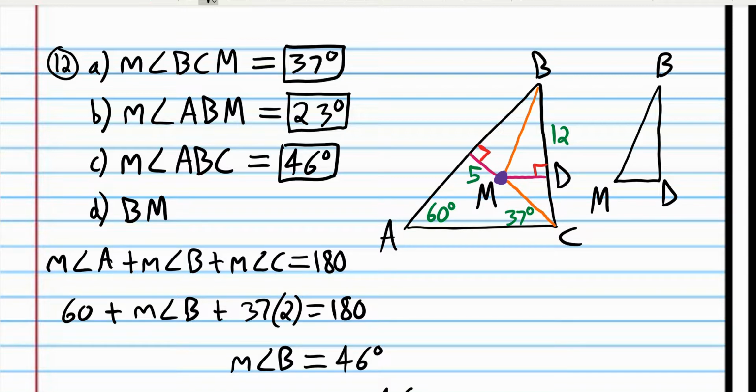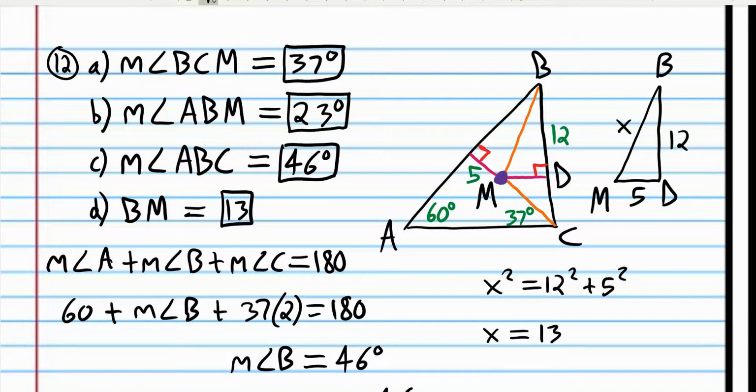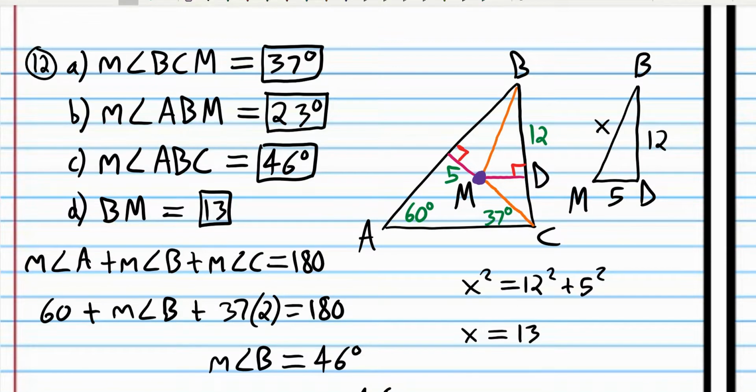So we know that this side is 5. We know this side is 12, and we'll call this side x, because we're looking for BM. So we can use the Pythagorean theorem. X squared equals 12 squared plus 5 squared, and do all the math on that. And we end up with x is equal to 13. So BM is equal to 13. So if you got that answer, good job.